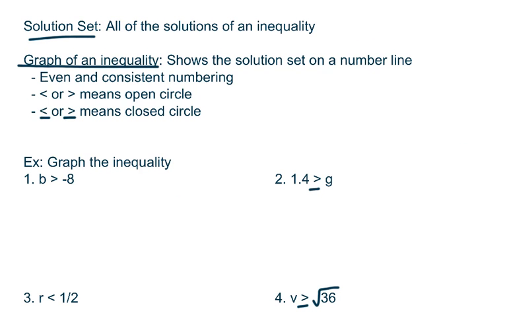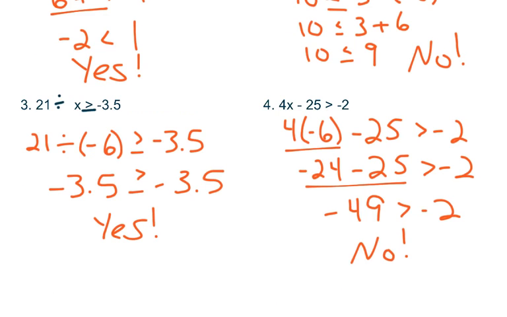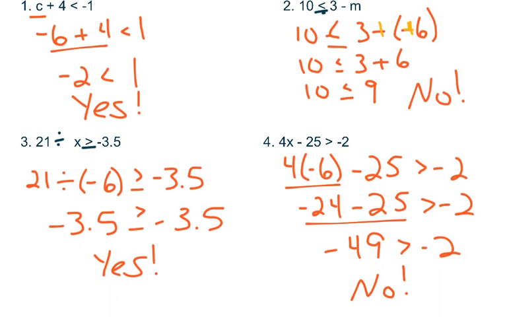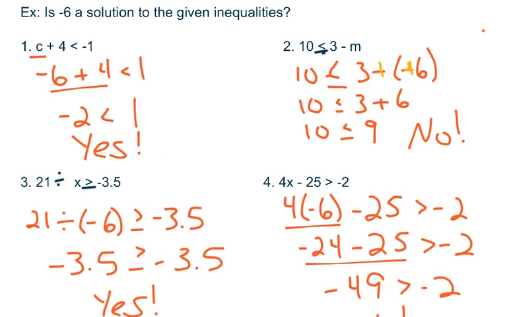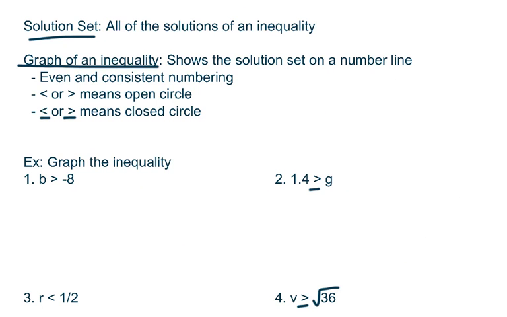All right, last page here, solution set. A couple more vocabulary terms. The solution set is just all the solutions of an inequality. In these examples back here, the ones where we had yeses for answers, is negative 6 the only solution? By no stretch of the imagination, it's not. Negative 6 is not the only solution to those two inequalities. There are infinitely many. But the solution set describes all of the solutions of an inequality.